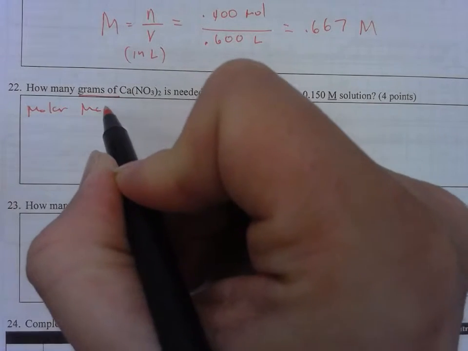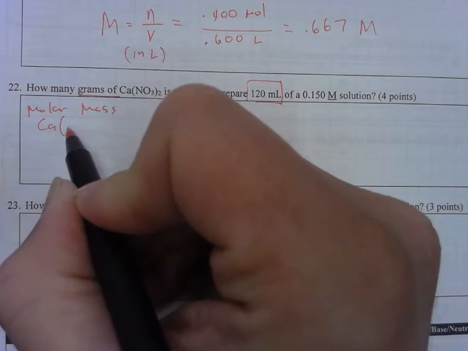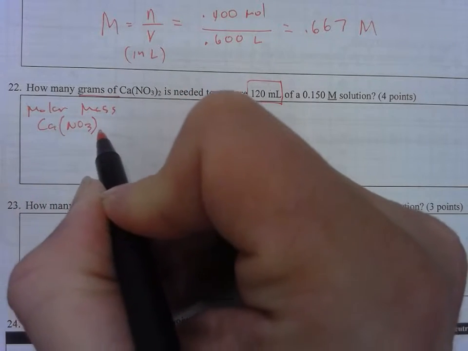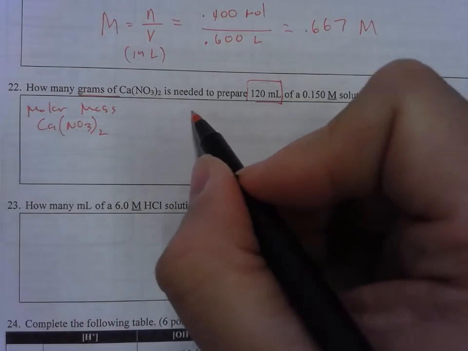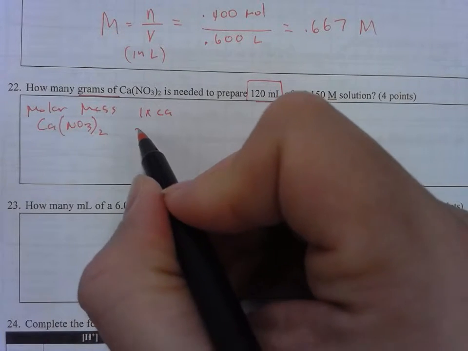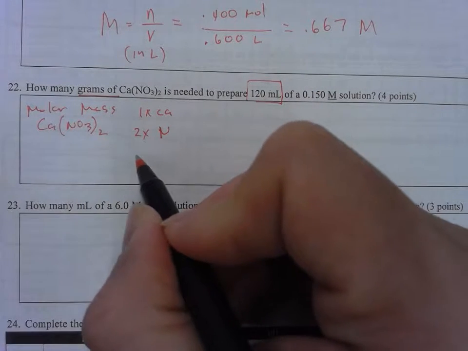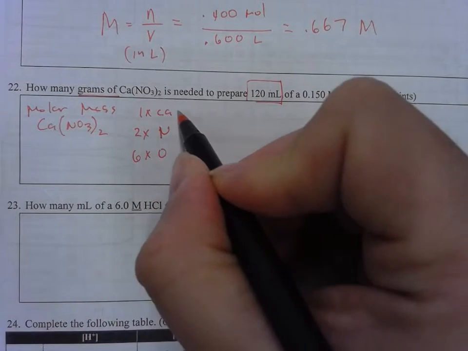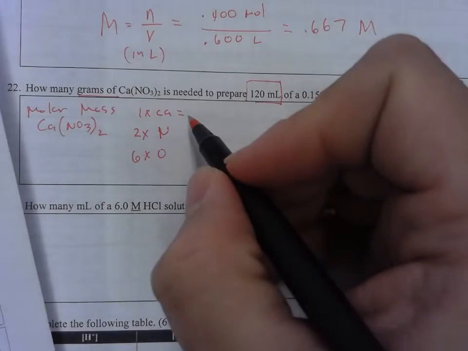Molar mass of Ca(NO3)2. Okay, we've got, let's just do it over here, 1 times Ca, and we've got 2 times nitrogen, and we've got 6 times oxygen. 1 times calcium. Oh, I don't have my periodic table. One moment. All right, 1 times calcium is going to be 40.08.